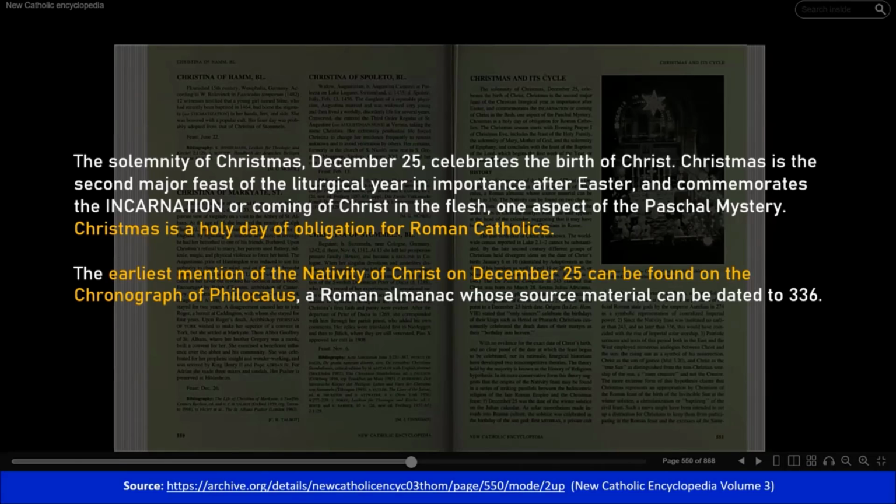Christmas is the second major feast of the liturgical year. Whenever you see that word liturgical, it means religious. Just substitute the word religious. Of the religious year in importance after Easter, and commemorates the incarnation of the coming Christ in the flesh. One aspect of the paschal mystery. Christmas is a holy day of obligation for Roman Catholics.